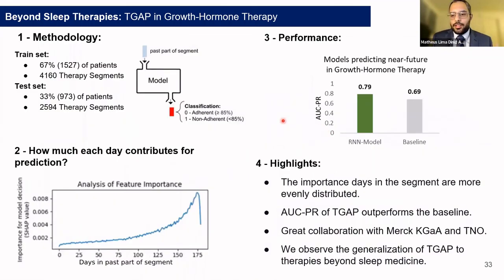So what conclusions did we come to? We use basically the same methodology. And when we look at how much each day contributes to the prediction, we saw a less sharp exponential curve, right?